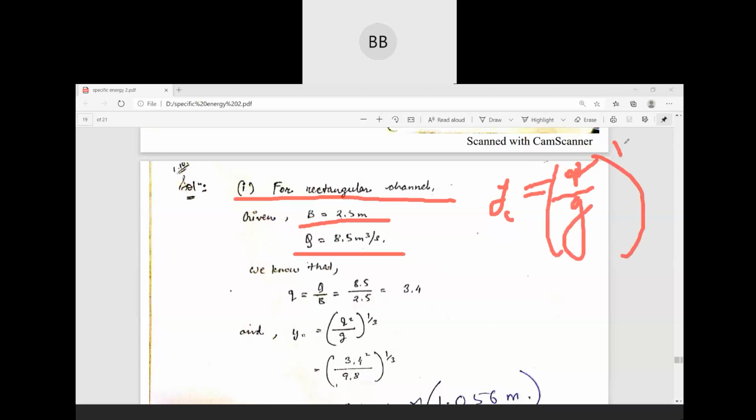To find the YC, first we need to find the small q, and small q is nothing but discharge per unit width of the channel. Discharge is given, and the width of the channel is also given, so that small q you can easily find out. Once you find the small q, you can easily find the YC value.